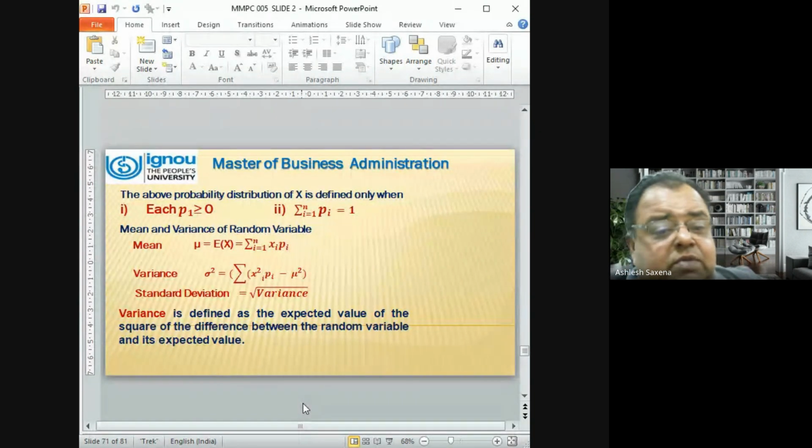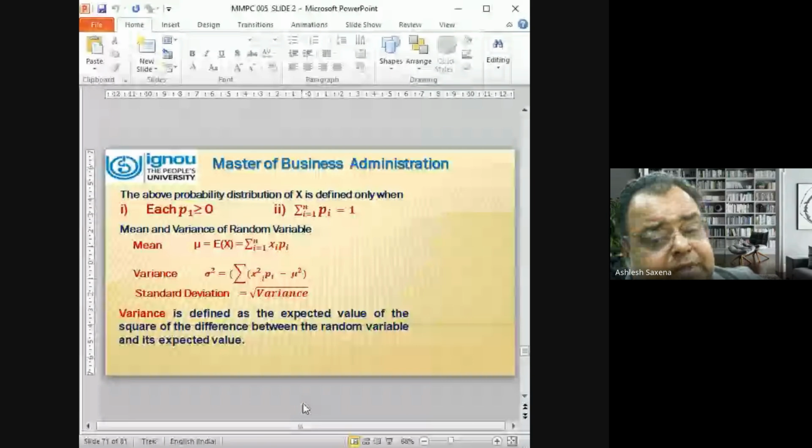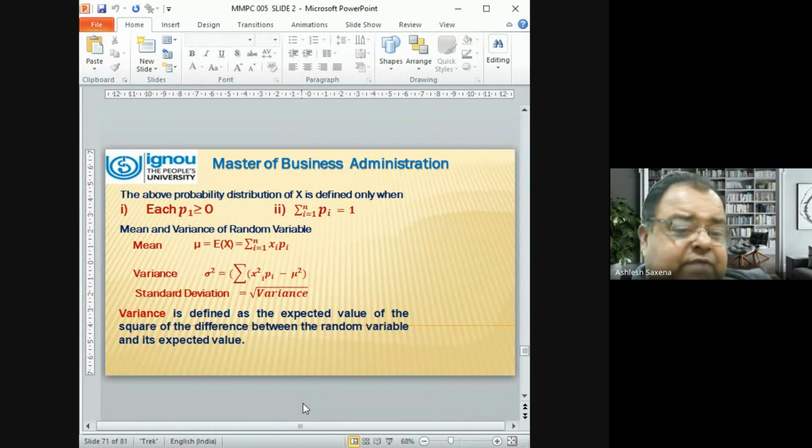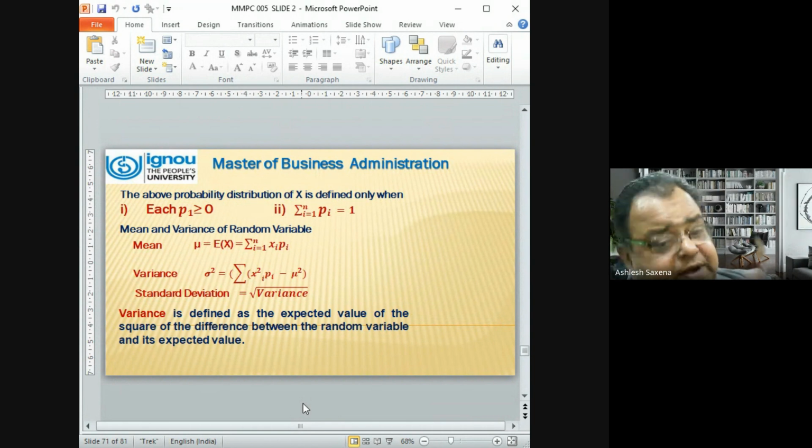Mean is equal to summation from i equal to 1 till n of the product of xi and pi. Variance, denoted by sigma square, is equal to the summation of x square into pi minus mu square, where mu square is the mean squared. And standard deviation is the square root of variance. Variance is defined as the expected value of the square of the difference between the random variable and its expected value.